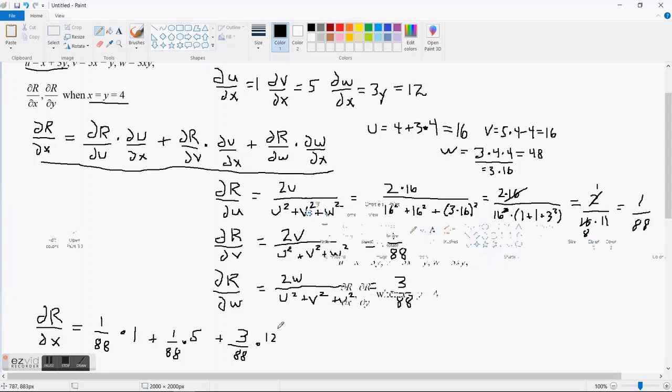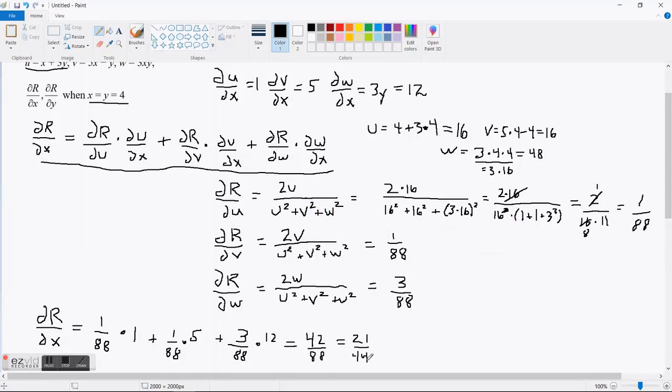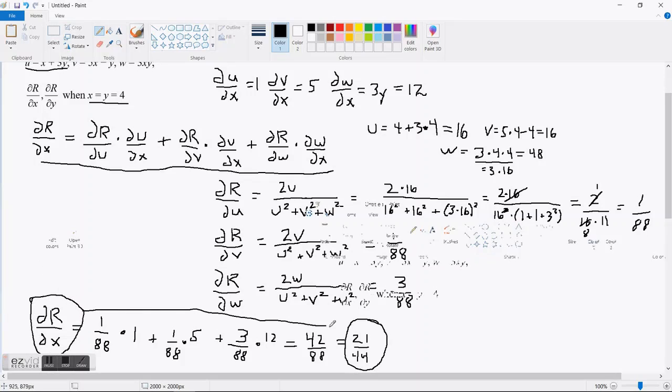And adding all this up, they all have the same denominator, so we add the 36 and the 5 and the 1, and we get 42/88ths, which reduces to 21/44ths. 21/44 is our partial of r with respect to x, and that leaves you to do the partial of r with respect to y.